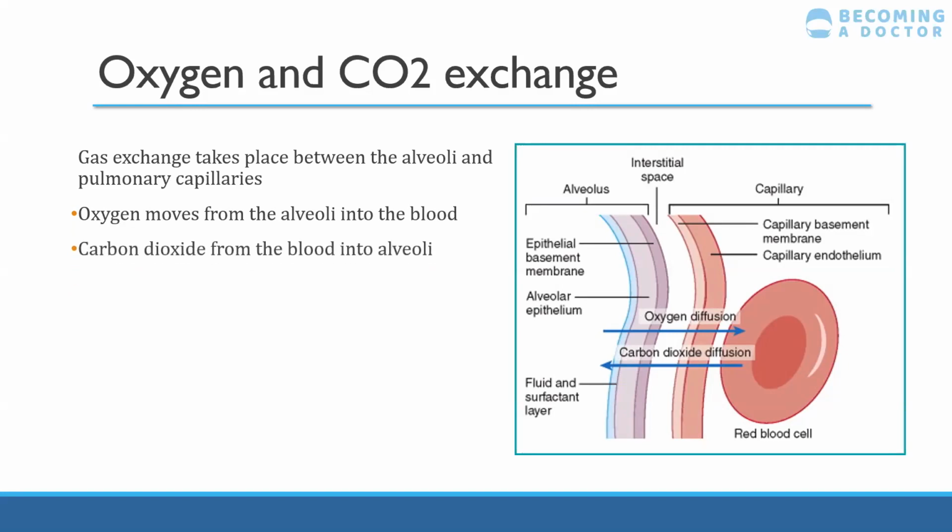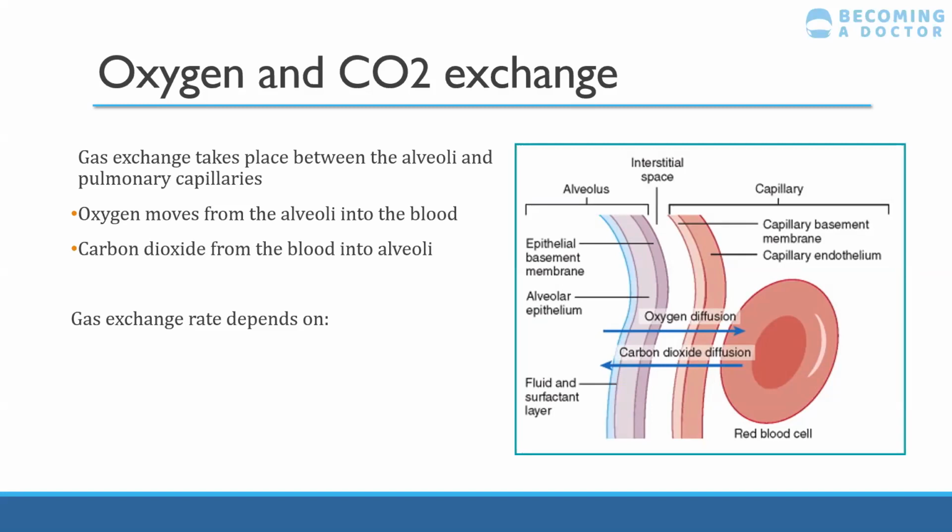But carbon dioxide is going the other way because it's being produced at the tissues during respiration. Carbon dioxide gets produced at the tissues, loaded onto the blood and taken to the pulmonary capillaries, where it goes from the higher partial pressure in the pulmonary capillaries into the lower partial pressure of carbon dioxide in the alveoli. So you've got the two gases moving in opposite directions here: oxygen moving from the alveoli into the blood, and carbon dioxide moving from the blood into the alveoli.